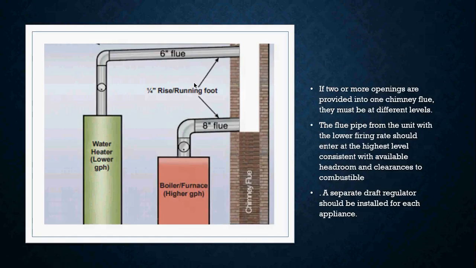If 2 or more openings are provided into one chimney flue, they must be at different levels. Instead of using the Y option, you can do stuff like this. The flue pipe from the unit with the lower firing rate should enter at the highest level, consistent with available headroom and clearances for your combustible products. And a separate draft regulator should be installed with each of those appliances.